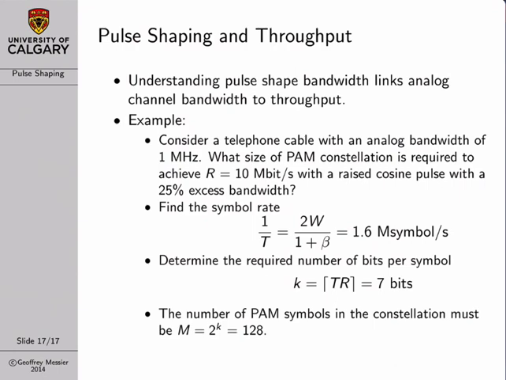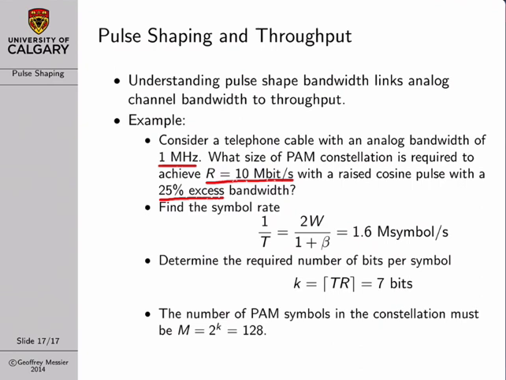And we can calculate this now using our knowledge of pulse shaping. And so this is best illustrated just with a quick example. Let's consider we have a telephone cable with an analog bandwidth of 1 megahertz. And you've been asked to design a PAM communication system with a throughput of 10 megabits per second, and you've determined that you want to use a raised cosine pulse with a 25% excess bandwidth in order to provide a little bit of protection against intersymbol interference.